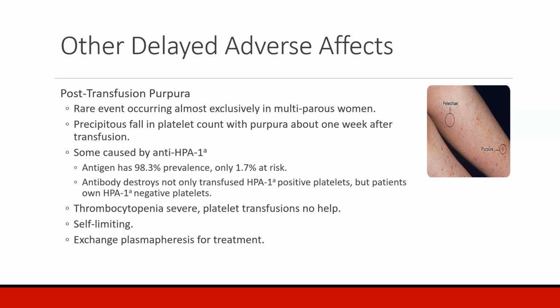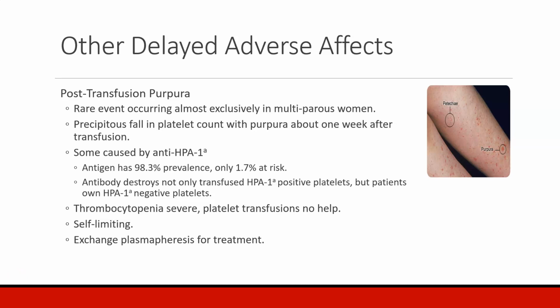Thrombocytopenia is severe, so platelet transfusions are no help because they're going to destroy the transfused platelets just as quickly as the other platelets. And the good news is it's self-limiting. It occurs for a while, and then it's gone and doesn't happen again.